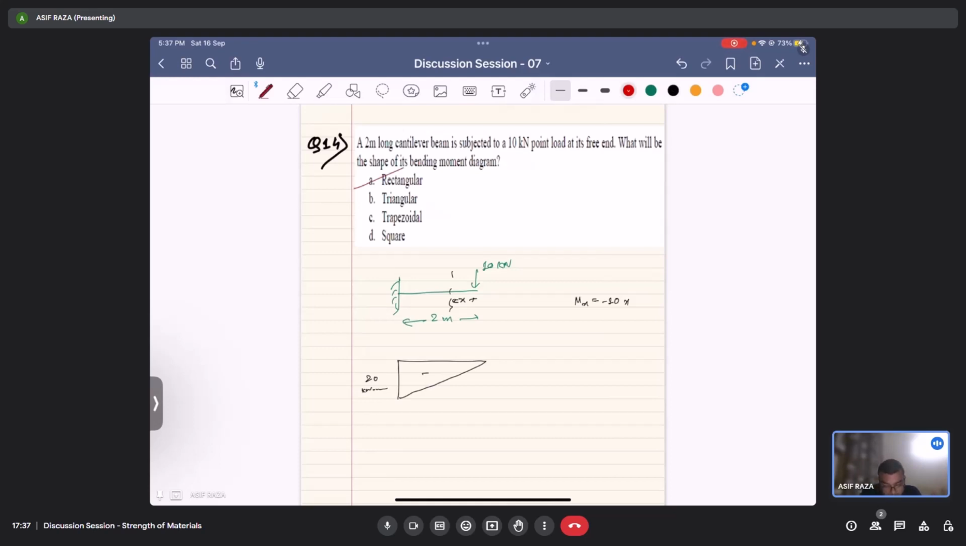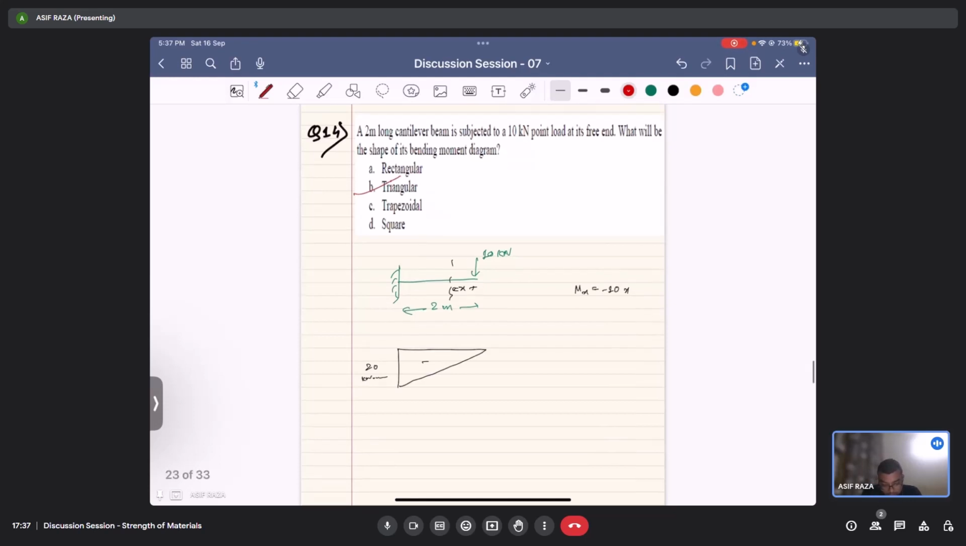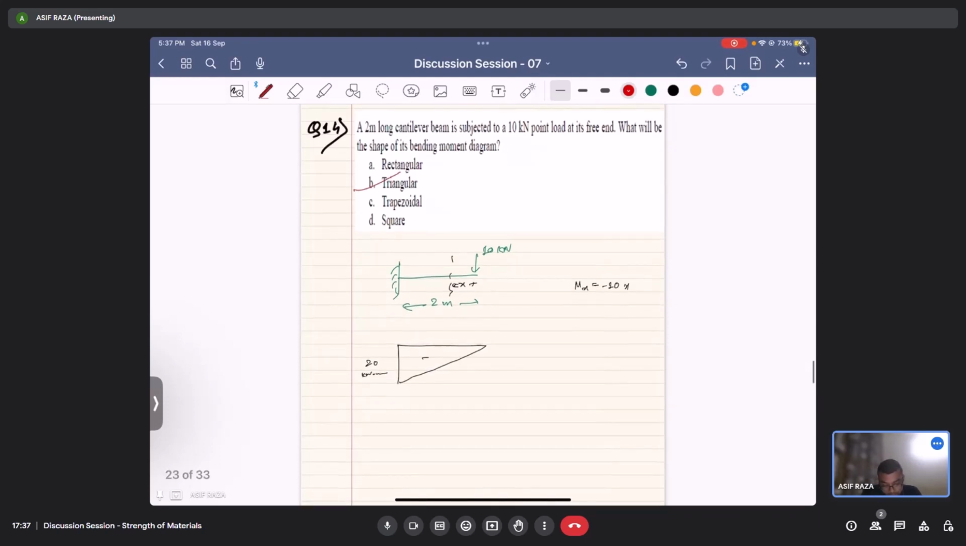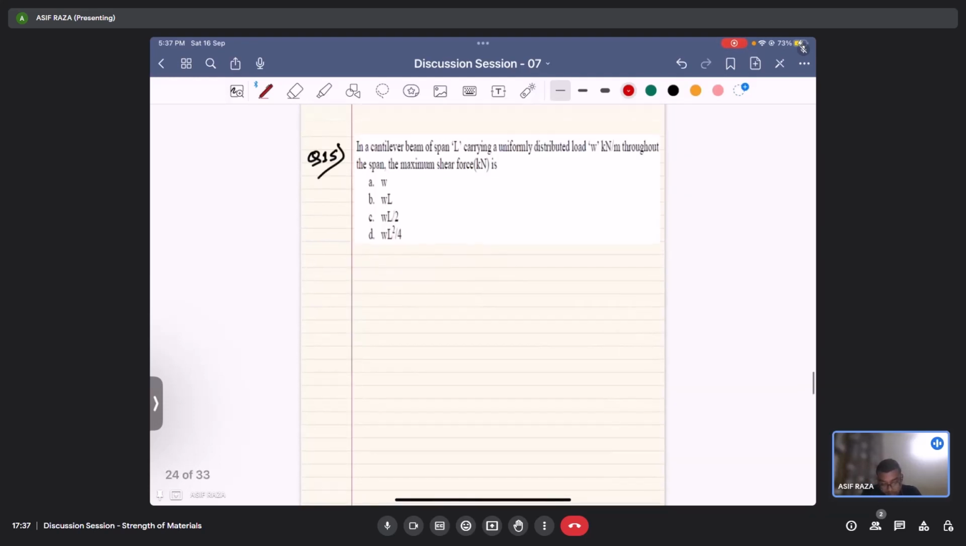A 2-meter long cantilever beam is subjected to a 10 kilonewton point load at its free end. What am I doing? Correct answer is option B, triangular. Yeah. Now, moving on to the next question.